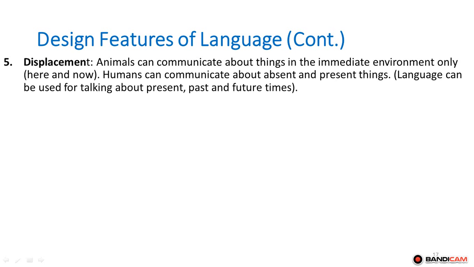While in animal language, displacement does not exist. Why? Because animals can only talk about their own present moment. They do not talk about their pasts or their futures. So this is very important to know that human language is displaced. It has the feature through which we can talk about past, present, and future.